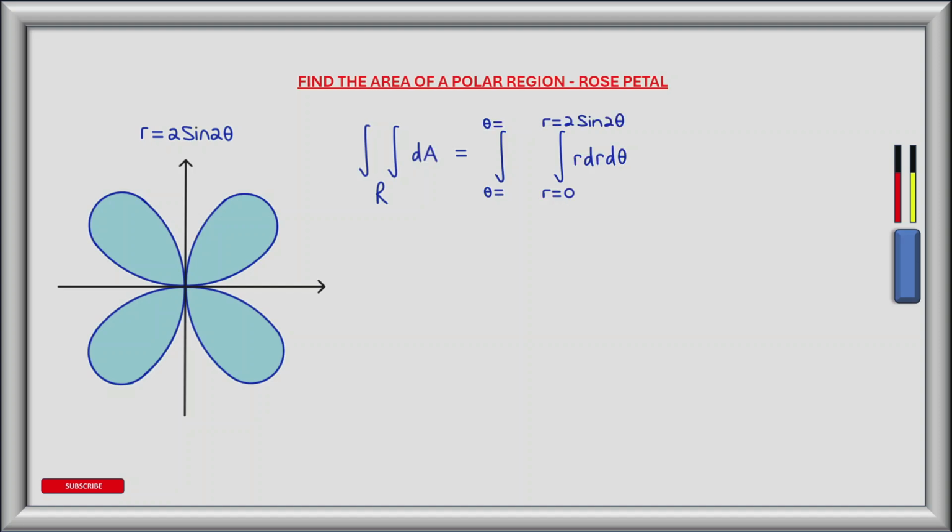r dr d theta. So for the inner integral, we can see that it begins at the origin where r is equal to 0 and extends out to the polar curve, so where r is equal to 2 sine 2 theta. To find the limits of theta, let's look at how the polar region is plotted using the plotting tool.